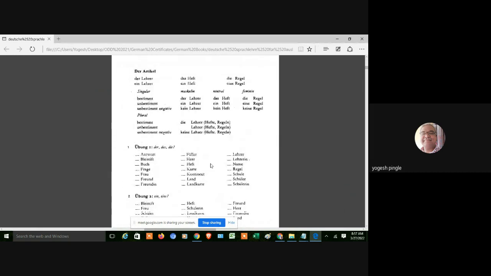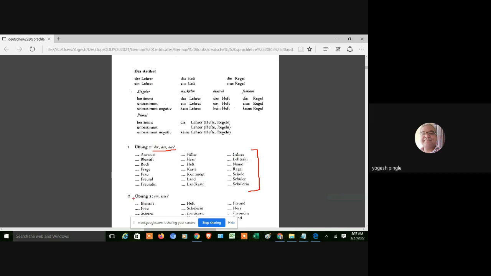So let's see. What is the exercise to do, and then you do the exercise. Okay, so now a lot of the nouns are given, right? Which you may come across or which you may not come across. So this exercise I will give you as homework. Whatever nouns you come across, please try to put der, die, das.